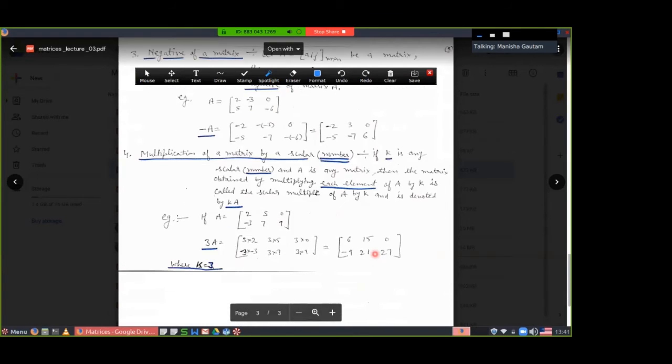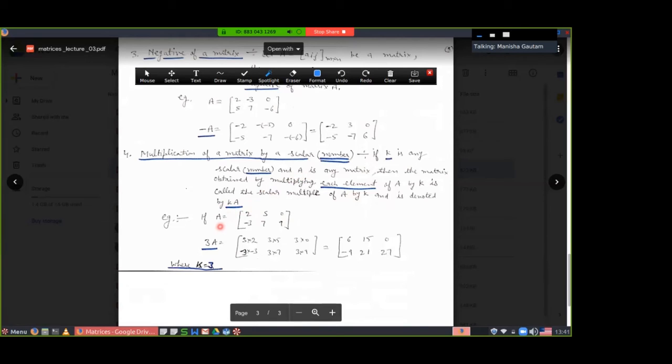Next is multiplication of a matrix by a scalar. Scalar means how to multiply a given matrix by a given number. If k is any scalar or a number and A is any matrix, then the matrix obtained by multiplying each element of A by the given number k is called the scalar multiple of A by k and is denoted by kA. If you are multiplying by 2, this is 2A. When you are multiplying by minus 2, you are getting minus 2 of A.